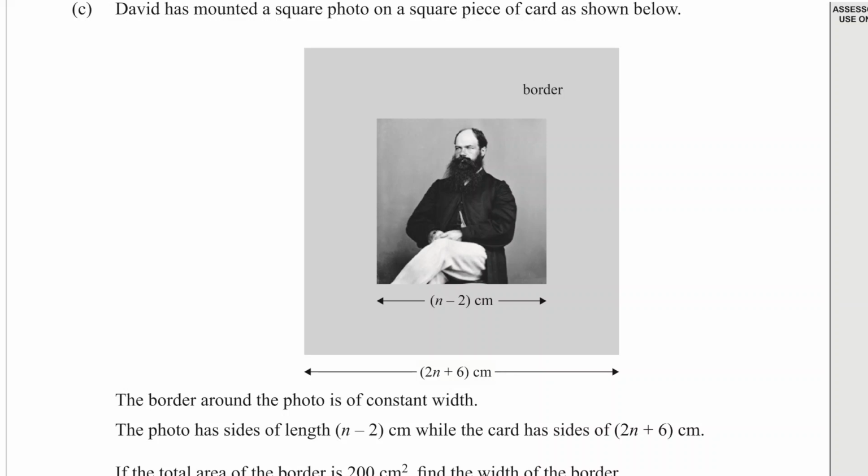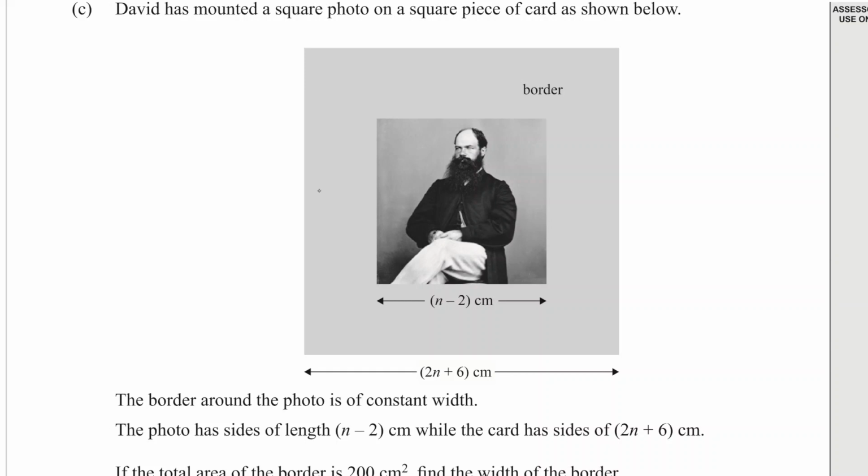So we have this strapping young lad in a square photo, and it's got a length of n minus 2 centimeters. Interesting, so I guess we don't know what n is. And it's mounted on card, so that has a nice border. We know the total width of the card is 2n plus 6. It's a constant width, so it's not changing, which means n is some number. It can't be different numbers. It's not adjustable. And we're given the total area of the border.